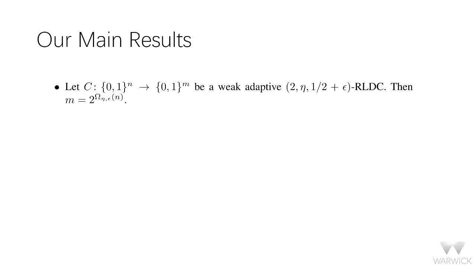So, our results. We have three results. The first result is about the Hamming case, weak ILDC. We have a lower bound. The lower bound is saying that if C is a weak adaptive 2-query (η=1/2+ε) ILDC, then we should have an exponential lower bound, which is m equal to 2^Ω(n). This partially answered the question mentioned by GL '21.